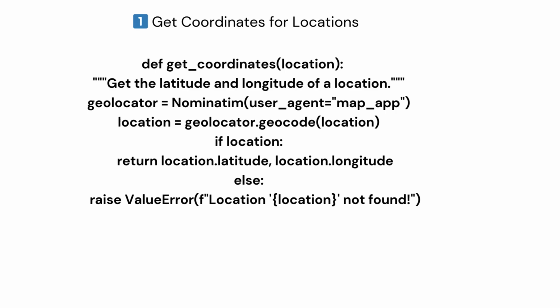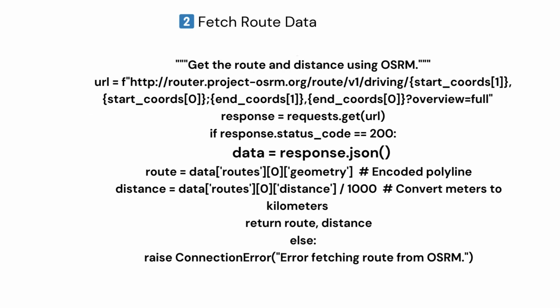# Decode the polyline and add the route to the map. decoded_route = polyline.decode(route), folium.PolyLine(locations=decoded_route, color="blue", weight=5).add_to(m). # Add distance to the map. folium.Marker(((start_coords[0] + end_coords[0]) / 2, (start_coords[1] + end_coords[1]) / 2), popup=f"Distance: {distance:.2f} km", icon=folium.Icon(color="green")).add_to(m). m.save("maps.html"), print("Map saved as maps.html").